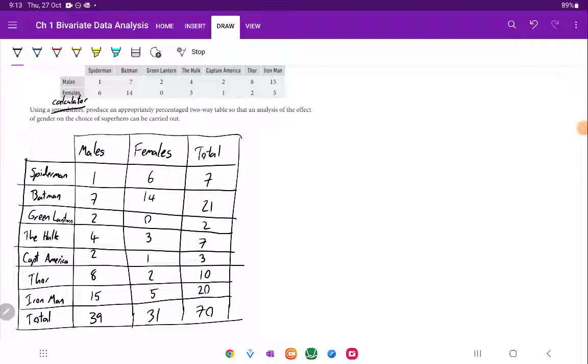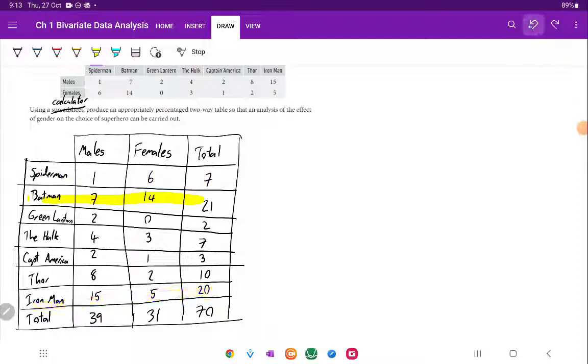Okay? And as my comparing points, I'm going to be looking at the Hulk and Captain America. Because currently it looks like, basically, 2 to 1, 4 to 3, pretty much the same number of males like the Hulk as the females do. So there's no real difference there. Whereas the ones that should have a bigger difference would probably be Batman, Iron Man, and Spider-Man, where there's definitely leaning one way versus the other.